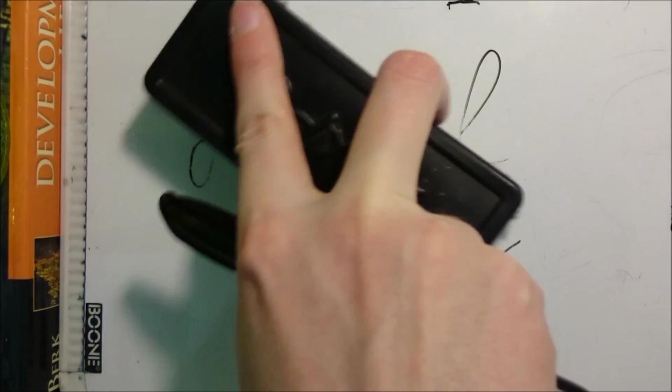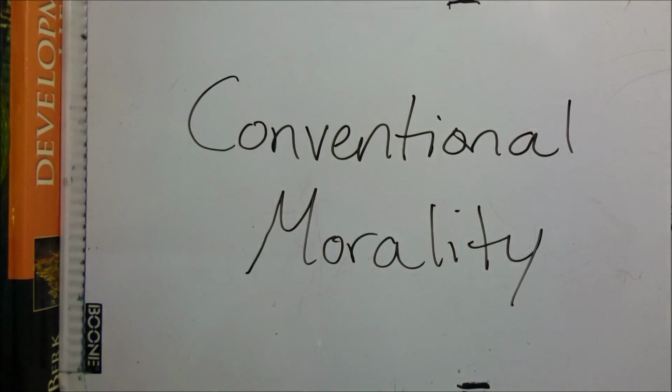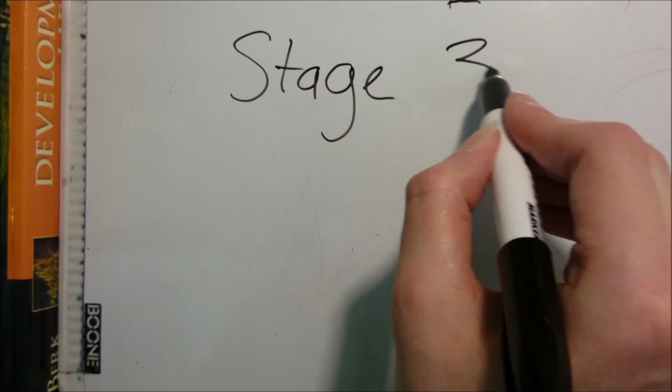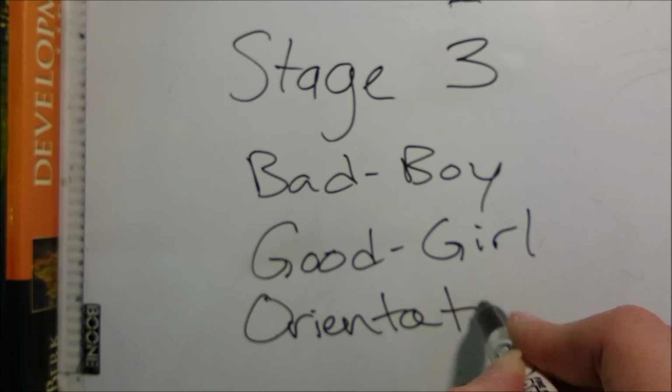Level 2. Conventional morality. Stage 3. Bad boy, good girl orientation.